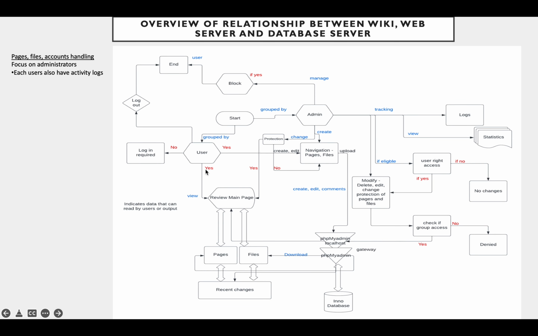So this is the overview of the relationship between the wiki web server and the database server. This is the page for account handling, where we focus on the admin. Each user has activity logs. For example, you start from here and you go to two choices, user and admin. The user can also create and edit the navigation file page, and the admin can create as well. But the difference between the admin and the user is that the admin can change the protection, which is in review in the main page.